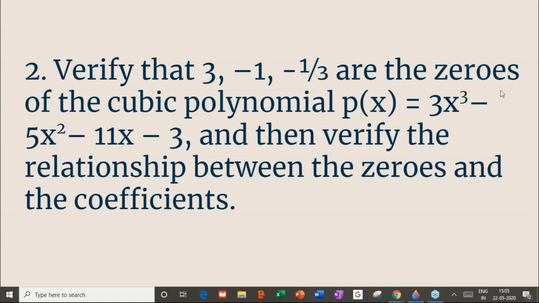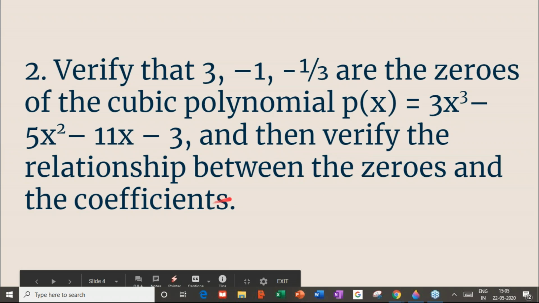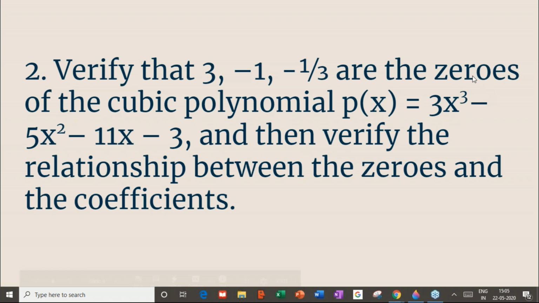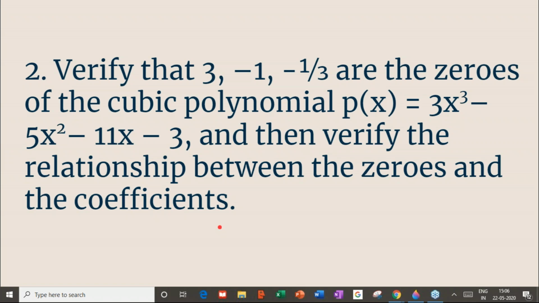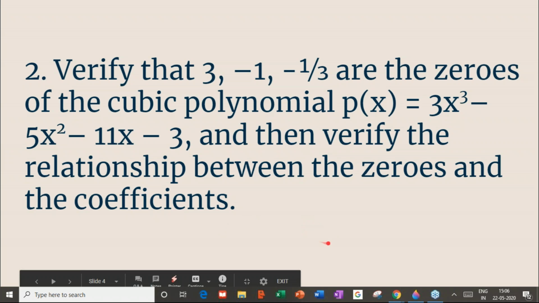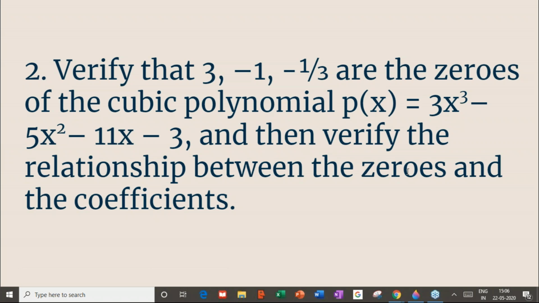Right. And how do you verify the relationship between zeros and the coefficients? Simple. Alpha plus beta is equal to minus b by a and alpha into beta. Okay, so in the case of this question, it's a cubic polynomial. So it will be alpha plus beta plus gamma is equal to minus b by a. Then the sum of the products taken two at a time is equal to c by a, and alpha beta gamma is equal to minus d by a, right?